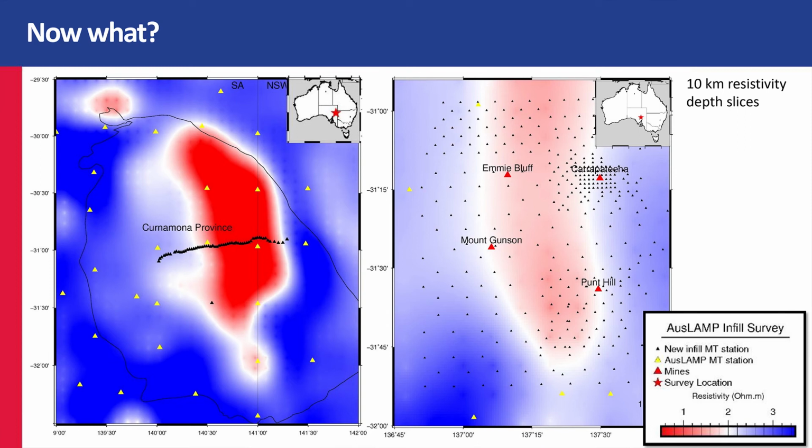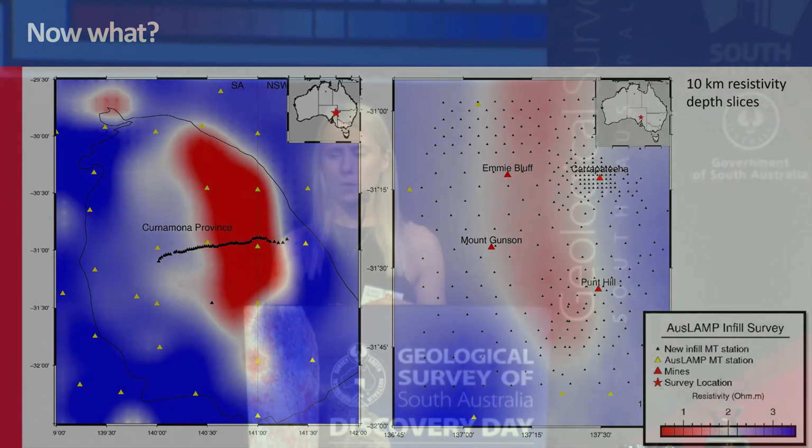Just kidding, Graham. Then on the right-hand side of the screen is an infill array across Carapatina and a few other deposits there. What it's plotted over is a 10-kilometre resistivity slice from AusLAMP, and you can see that these deposits are all right on the edge of this conductive to resistive transition there. So here we're collecting 320 broadband MT sites and AMT sites, and flying 3-kilometre line-spaced AEM. So stay tuned for the results of that. I'm sure they'll be fascinating.